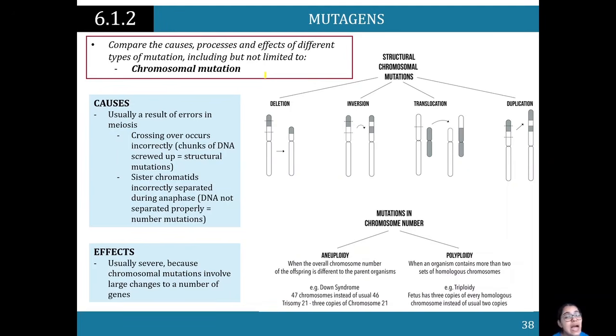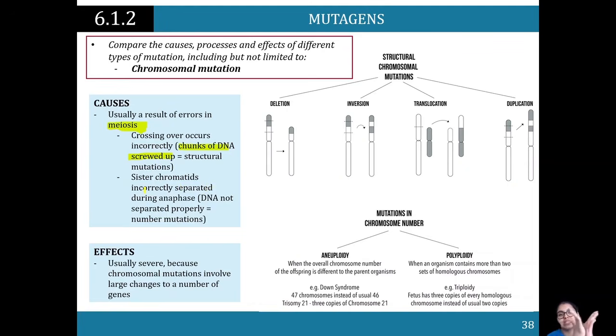Generally, it is a result of errors that occur in meiosis, in the process where the gametes are being formed. Firstly, there could be an issue with crossing over, and if crossing over occurs incorrectly, that means that chunks of DNA can be screwed up, like they can move places, and that can lead to structural mutations, these mutations right here. Secondly, there can also be issues with sister chromatids being incorrectly separated.